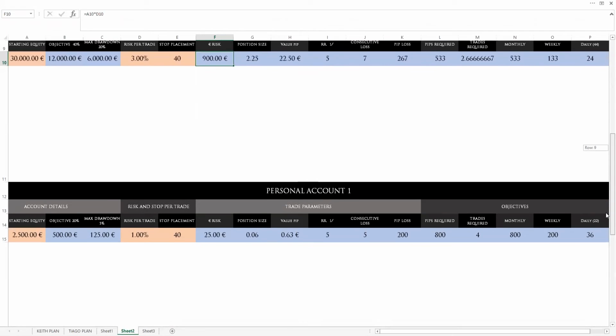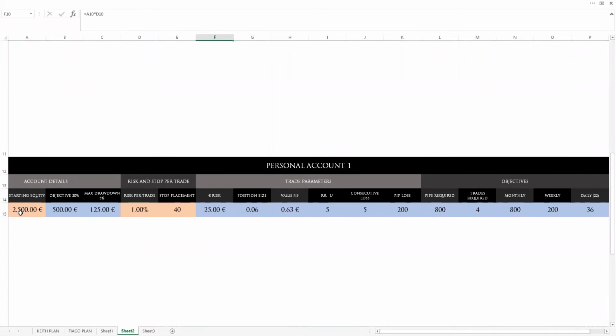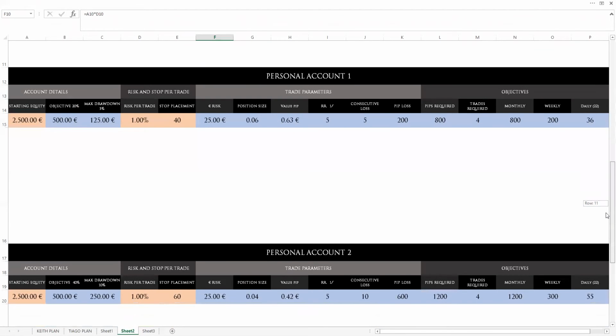Now we get to the live accounts. So this is one of my live accounts. I have 2,500. My objective is 20%. I will allow for 5% drawdown. Risk per trade is 1%, 40 pip stop. Risk is $25 on this. Position size would be 6 micros. And I will need 4 trades to get to this objective, which means I'll need 800 pips a month, 200 a week, 36 pips daily.